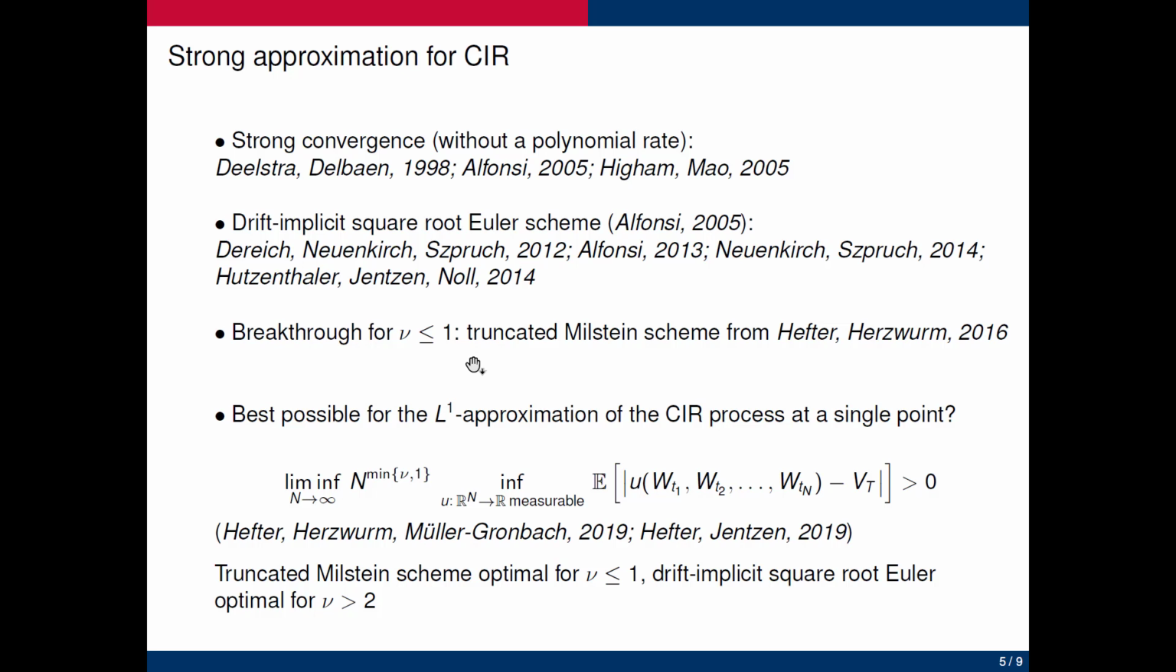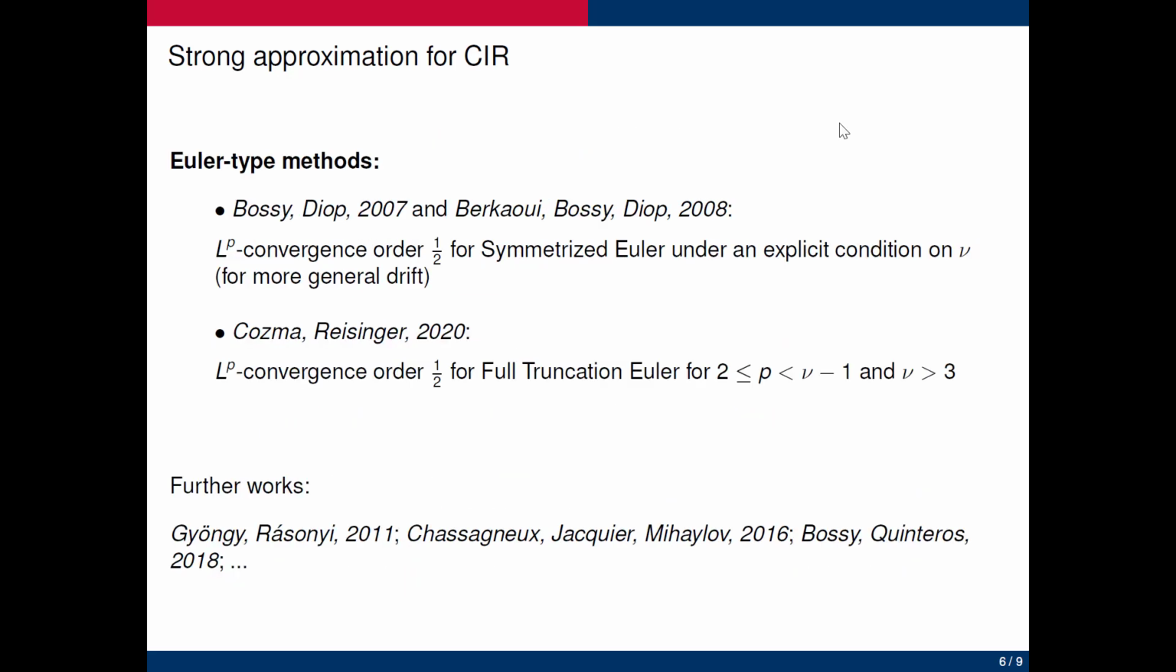Also, the best possible L1 approximation for the CIR process at a single time point was analyzed. It turns out that we have min of nu and 1 as the best possible rate. Therefore, the truncated Milstein is optimal for nu less or equal to 1, and the drift-implicit square root Euler is optimal for nu larger than 2.